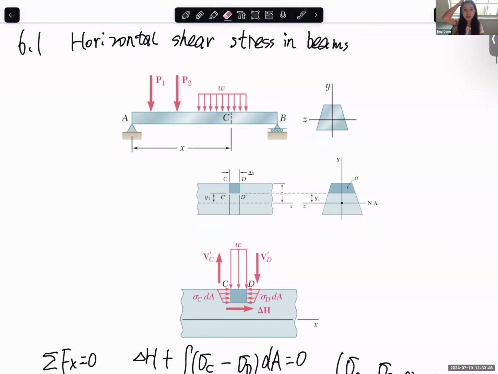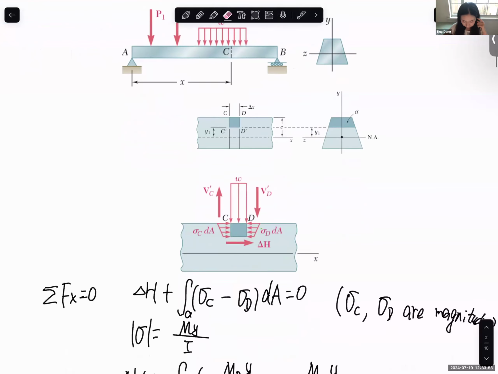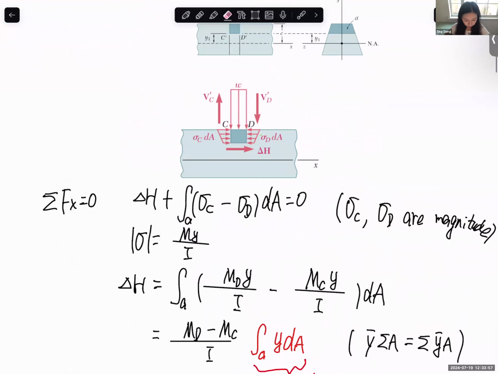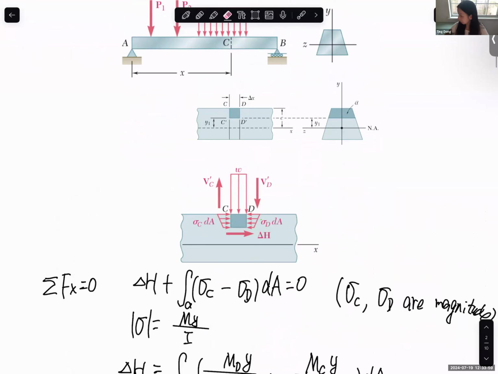For the horizontal shear stress, sorry, I think this should be horizontal shear force. This dH is a force term. So I can use this one as an example. Let's say this is a beam.